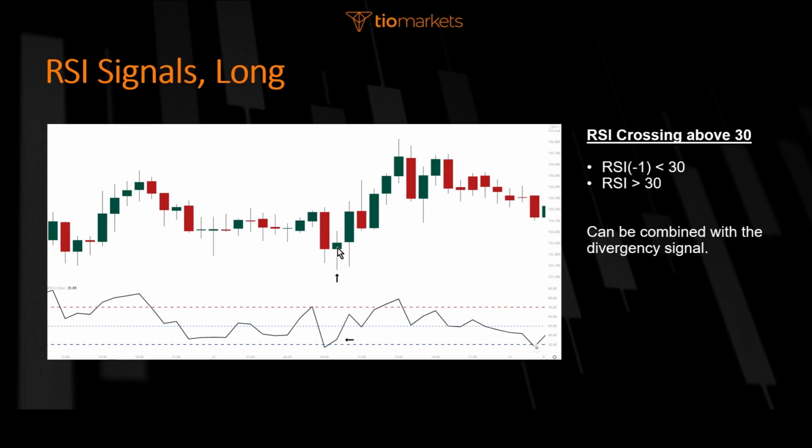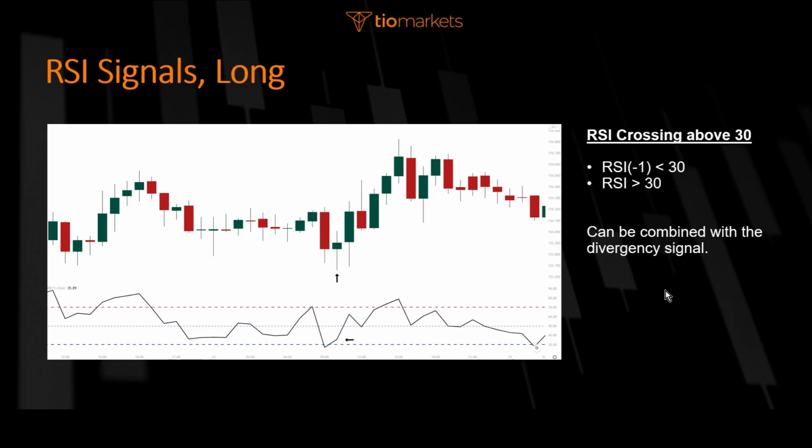RSI on 1 bar ago is below 30. So 1 bar ago is here. We go down to RSI and we can see it's below 30. Then the RSI on this bar is above 30, and that's at the end of this bar we have a buying signal, and the market moves nicely higher.